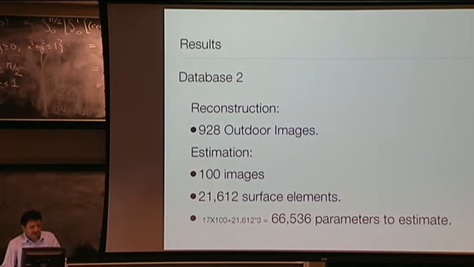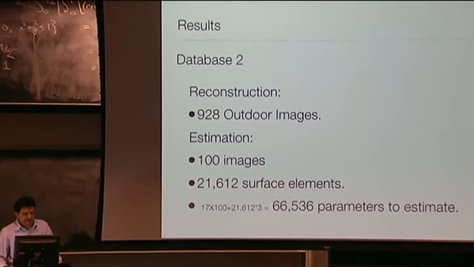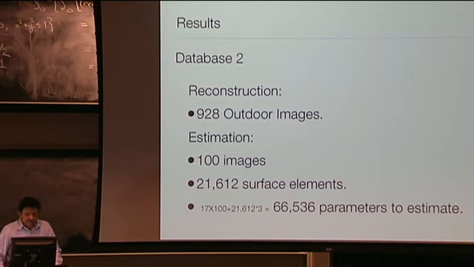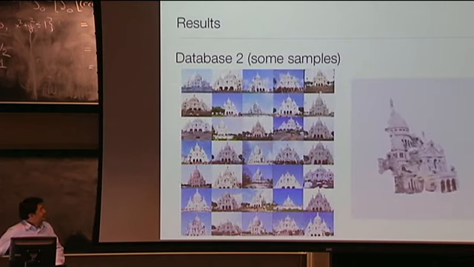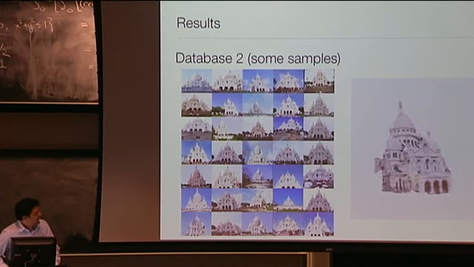For the second database, this database is composed of images downloaded from the internet. We didn't have access to the scene in this case. For the reconstruction, we use 928 outdoor images. For the estimation, we use 100 images and about 21,000 surface elements. In this case, the number of parameters to estimate is 66,000. These are some samples for the second database and the 3D model.